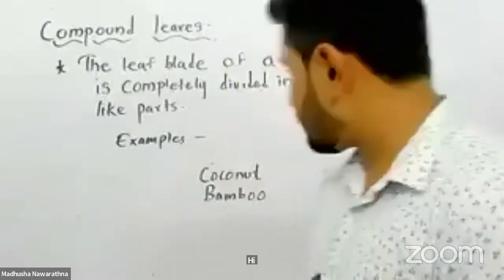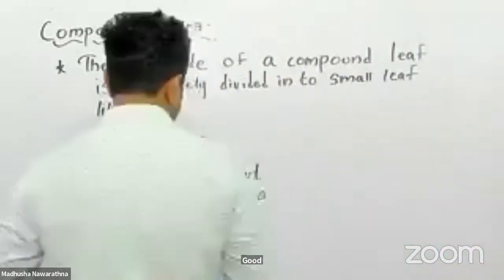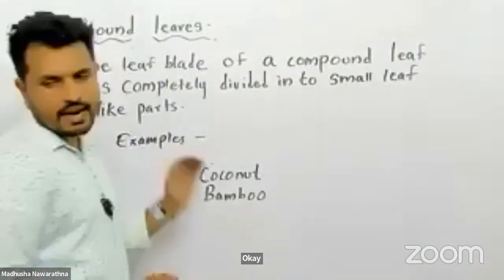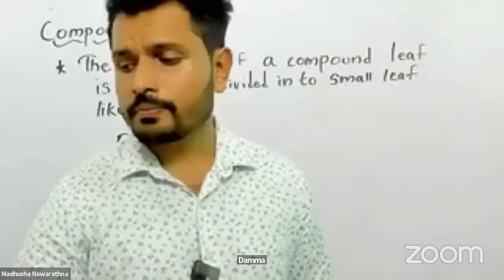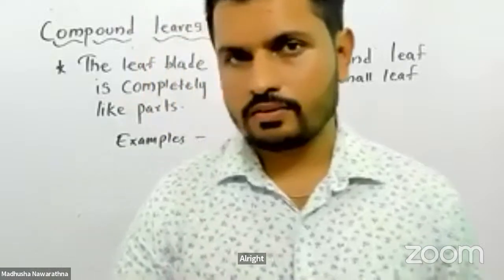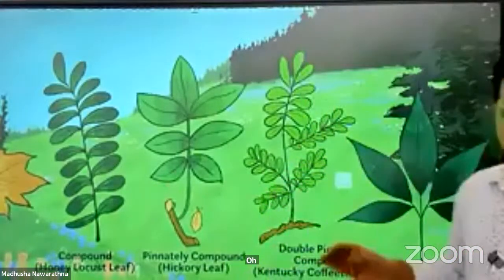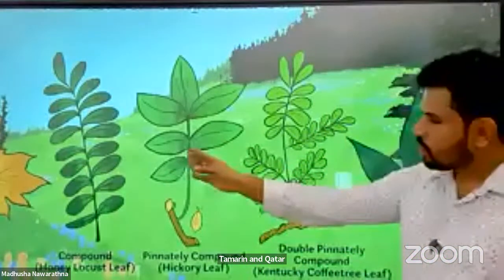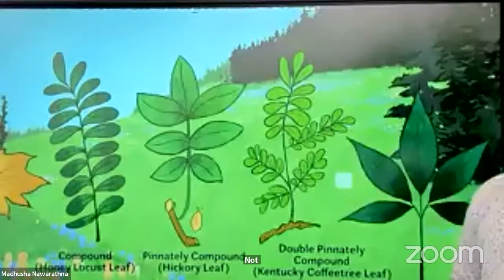Sir, katurumurunga and tamarind. Ah, tamarind and katurumurunga. Yes, you better write tamarind and katurumurunga. Some other examples. Mimosa, sir. Very good, mimosa plant. You better write it, and you better draw one or two examples.